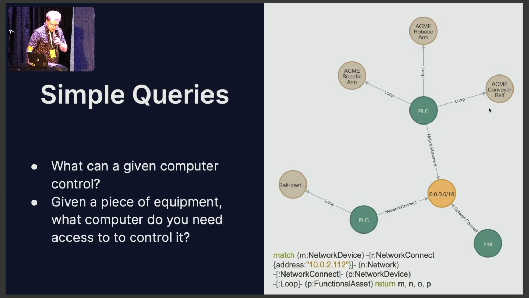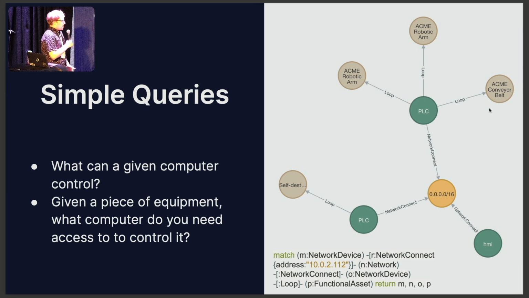So a very small segment of the graph ends up looking like this. You can see that the turquoisey nodes are computers. PLC in this case stands for programmable logic controller, which is controlling some robotic arms, a conveyor belt, a self-destruct thing, because we're looking at the Acme TNT factory. It's got to have one of those by law. An HMI is a human-machine interface, but again, basically just a computer that's connected to that network there.